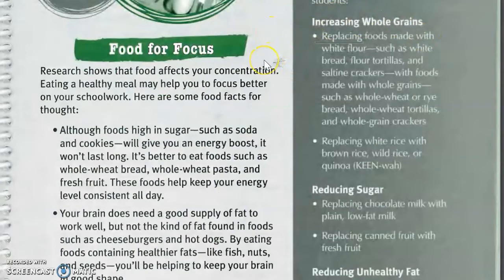Increasing whole grains. Replacing foods made with white flour, such as white bread, flour tortillas, and saltine crackers, with foods made from whole grains, such as whole wheat or rye bread, whole wheat tortillas, and whole grain crackers. Replacing white rice with brown rice, wild rice, or quinoa.